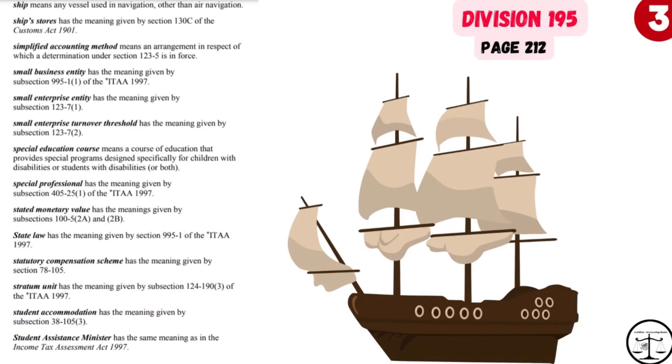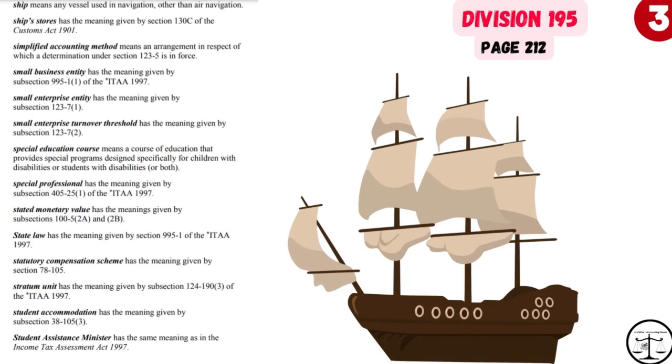Now, we will explain words on page number 212 of Division 195 of GST Act Volume 2. This is section 3 of this video, for dictionary. Please find words on screen. 11. Ship. 12. Ship stores. 13. Simplified accounting method. 14. Small business entity.